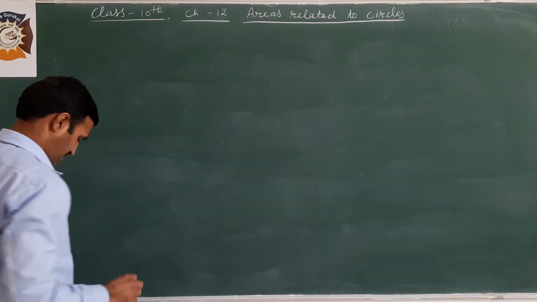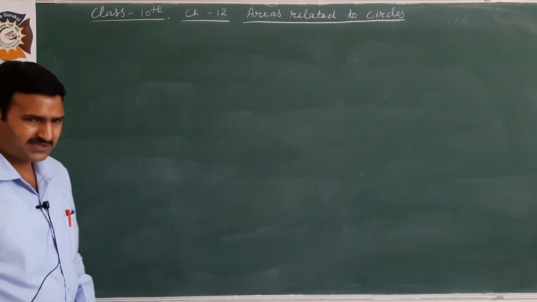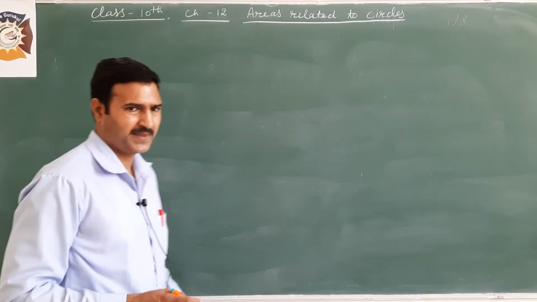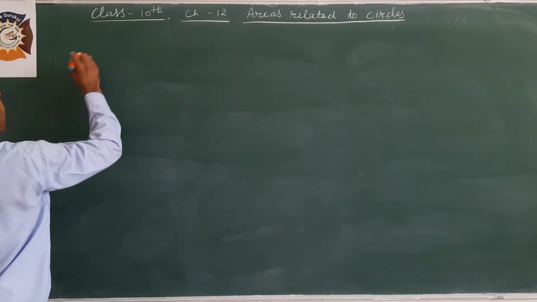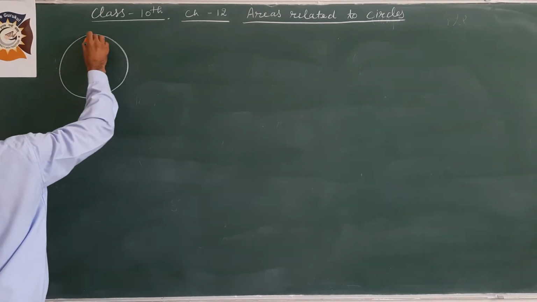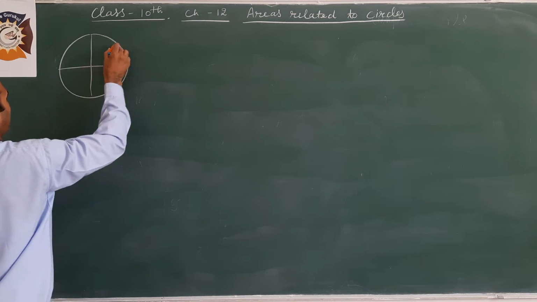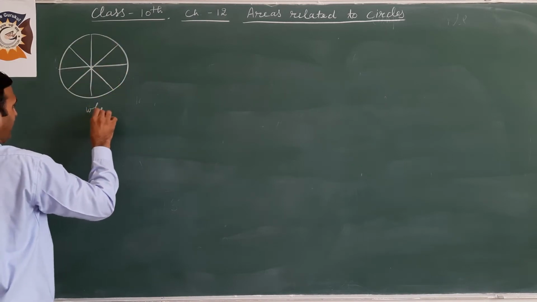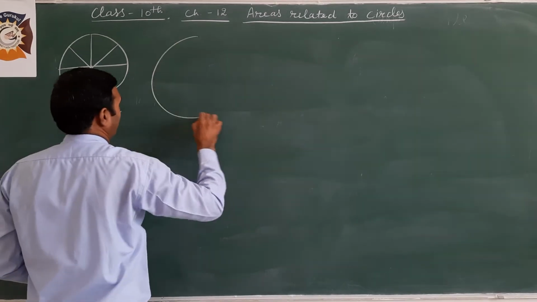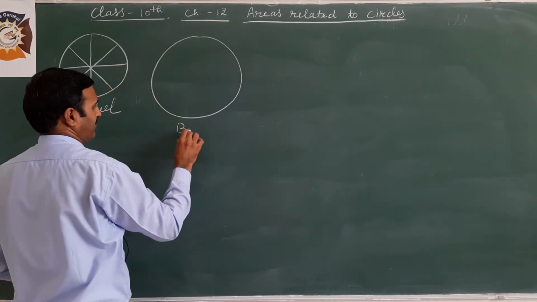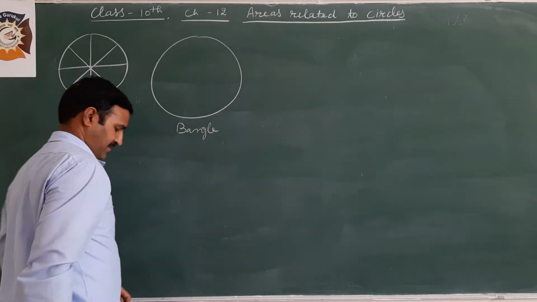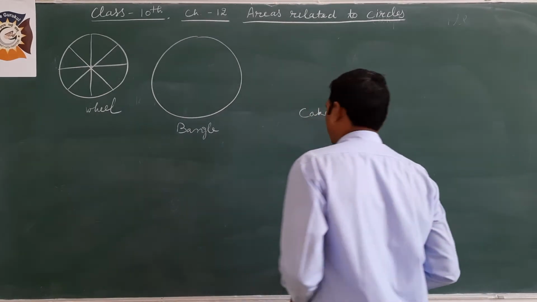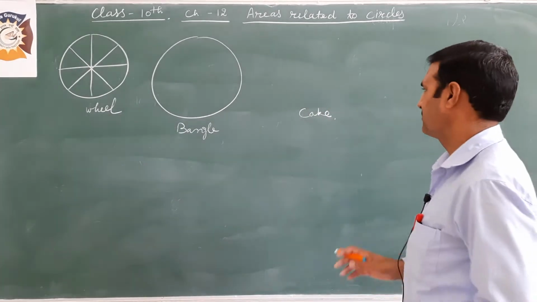First of all, you know a circle. What is a circle? And you know the circular shapes. Some of the circular shapes are a wheel, a bangle, the cake. So many circular shapes you know.